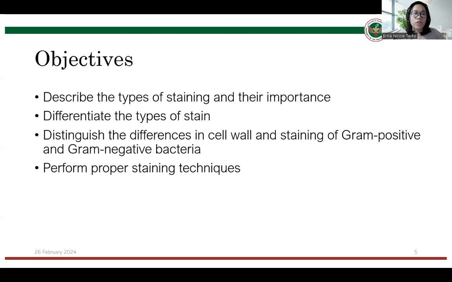So this time around, we'll be able to describe the types of staining and their importance in more detail, and also differentiate the types of stains, and also give emphasis on the differences in the cell wall and the different structures of your gram positive and gram negative bacteria that contribute to the staining technique that we know, the gram staining technique. And then you were able to perform already your proper staining techniques when we did your experiment.